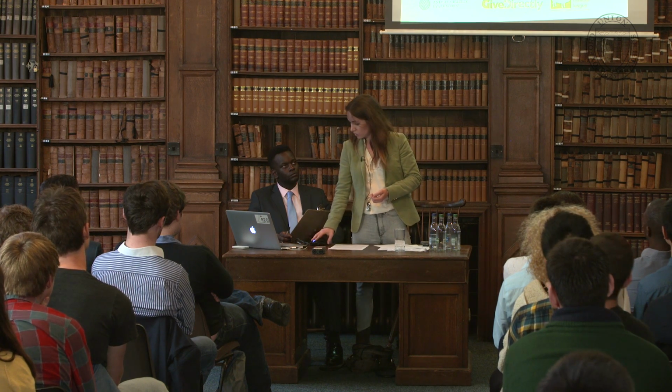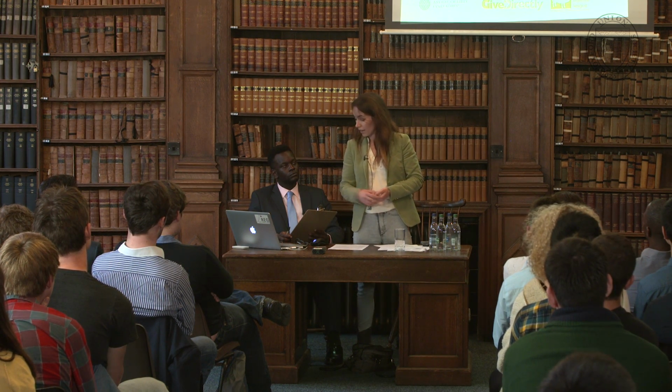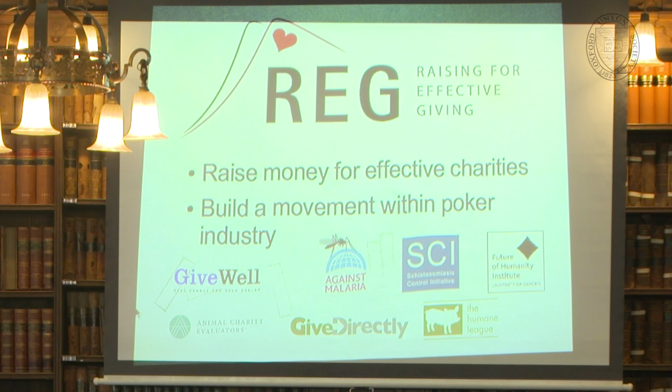And this is just a few of the ones we raise for. Again, we also included a couple of extremely important and underfunded research institutions, one of which, again, is based here in Oxford, the Future of Humanity Institute. Some of you might be familiar with Professor Nick Bostrom, who is here, and they're one of the charities that we support.